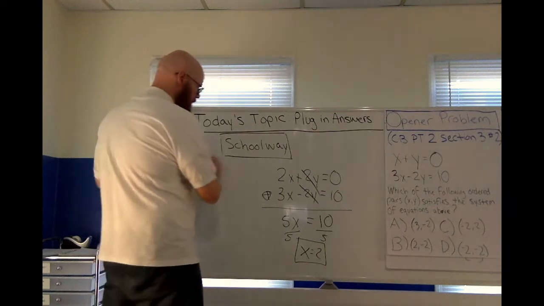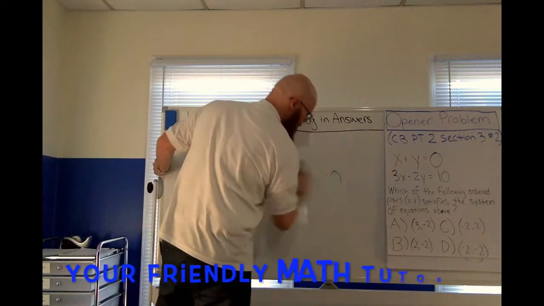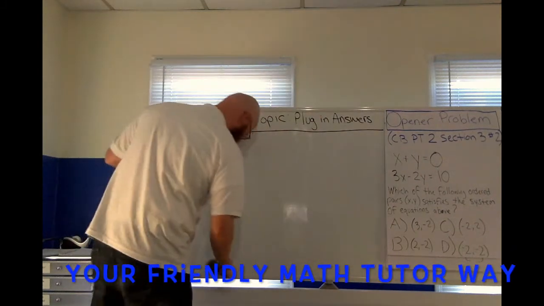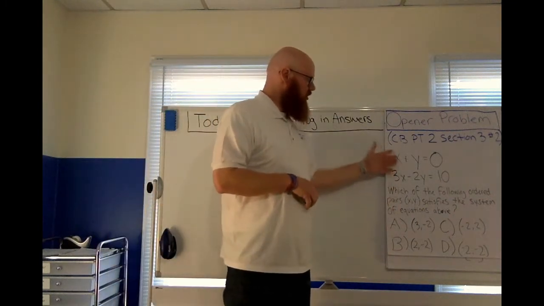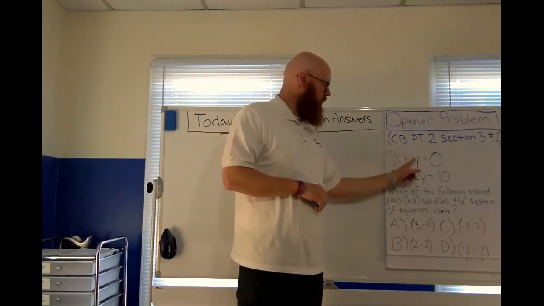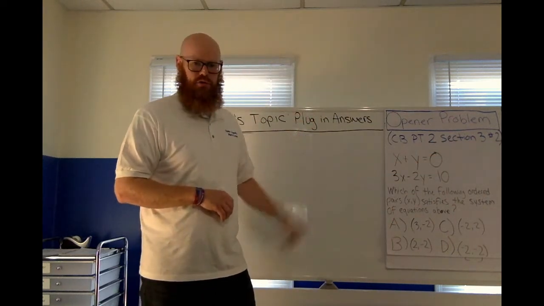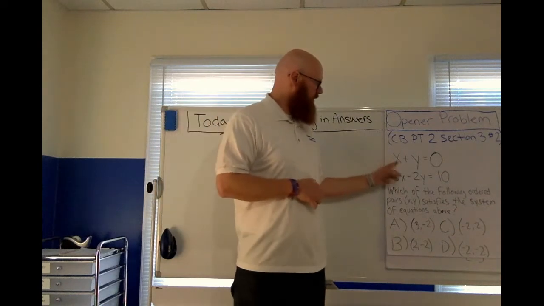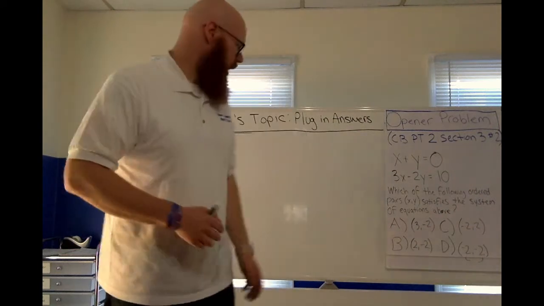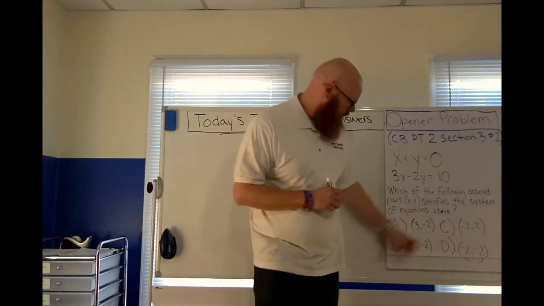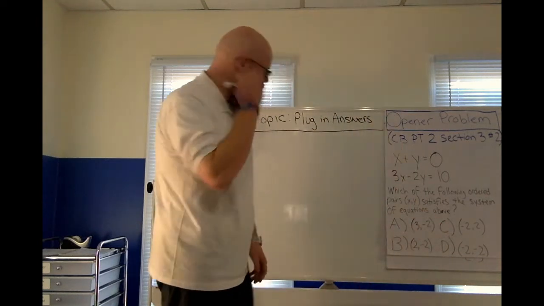All right, so then your friendly math tutor way would be simply to, instead of actually solving this, just look at this simple equation, x plus y equals 0, and plug in our answer choices. Since this equation is so easy, the only way for two numbers to add up to 0 is if they are opposites of each other. And that only happens in C and B. So A and D are out right away without doing any work.